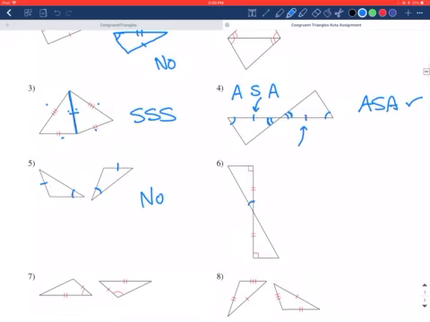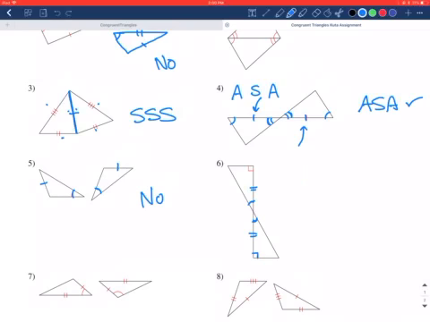With number 6, we have the same thing. So again, we have vertical angles here, and we have a hypotenuse. So there's multiple ways that we can prove this. The way that I see is hypotenuse leg, right? Oh, no, I'm sorry. They didn't give us the hypotenuse. Nope, so we can't do that.